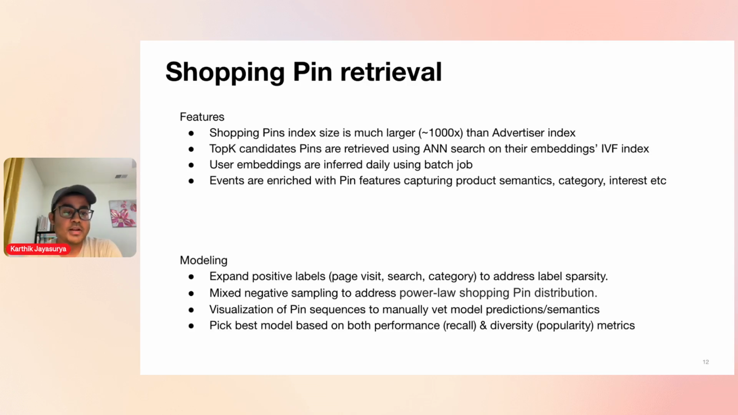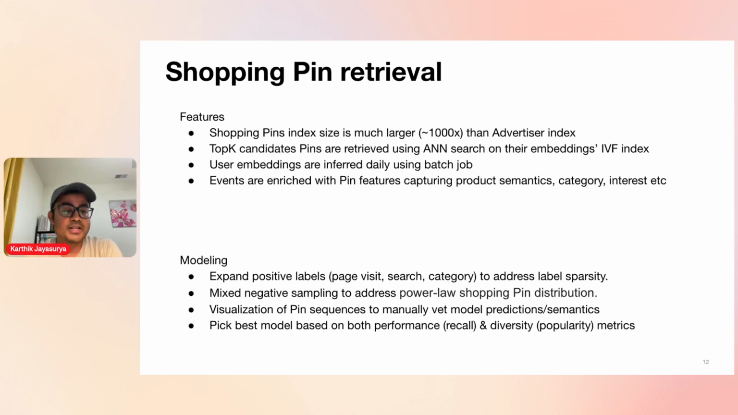So we relied a lot on the actual visualization of model predictions to manually vet whether these model predictions make sense, given this is a user sequence. So we looked at predicted item pins, what the categories are, whether they make sense, whether they are related to a user's shopping history, and so on and so forth. And we essentially baked visualization in as one of the metrics to pick the model.